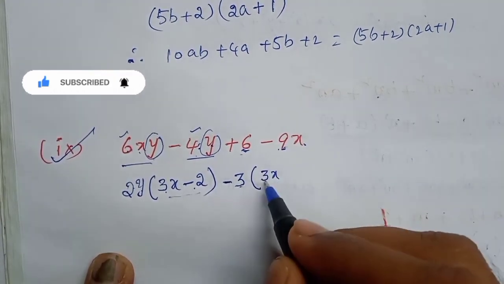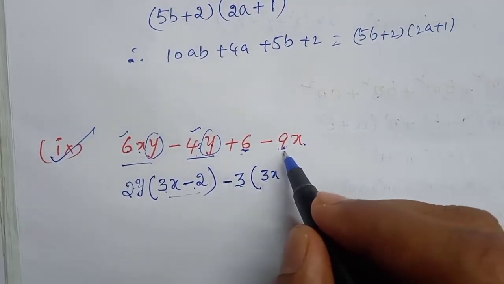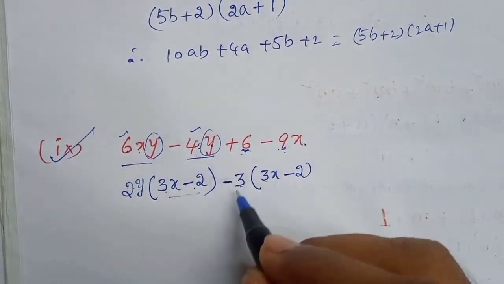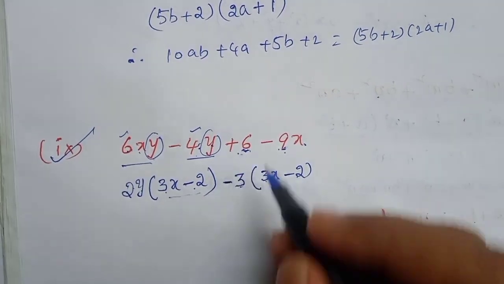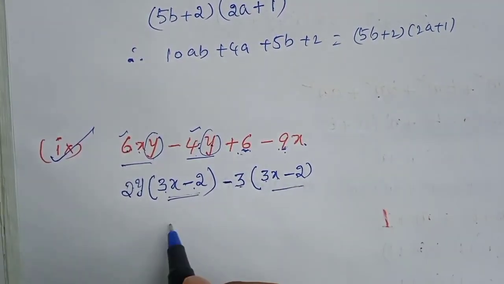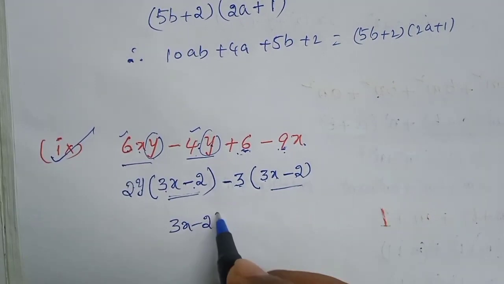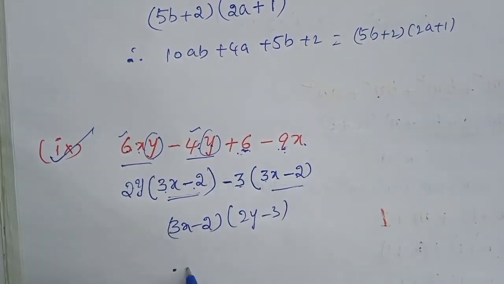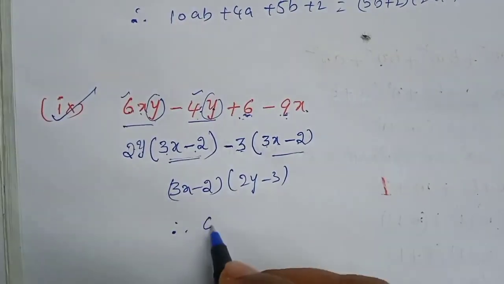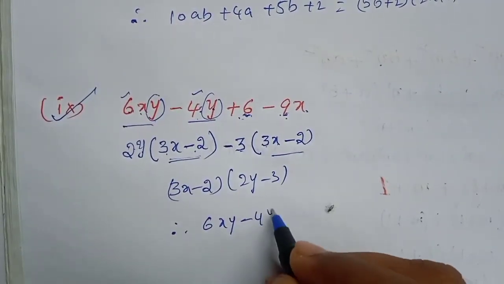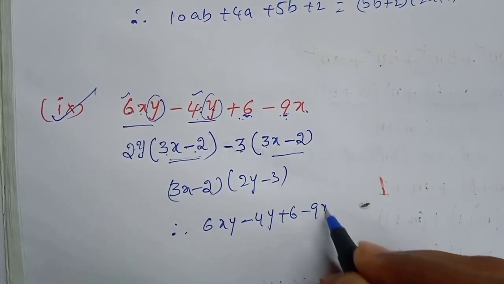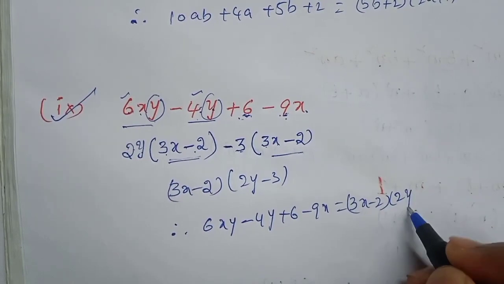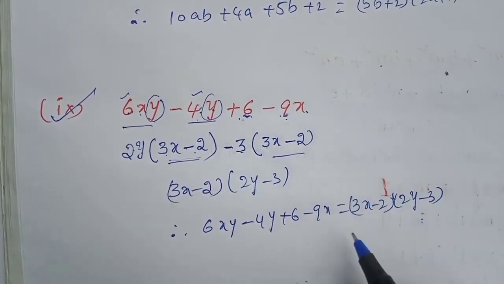See, minus 3 into plus 3x, it is minus 9x, and here minus 2 from this. So minus 3 into minus 2 plus 6. Now taking 3x minus 2 as common out, then you get 3x minus 2 into 2y minus 3. So therefore we can conclude this as 6xy minus 4y plus 6 minus 9x is equal to 3x minus 2 into 2y minus 3. This is the factorization of it.